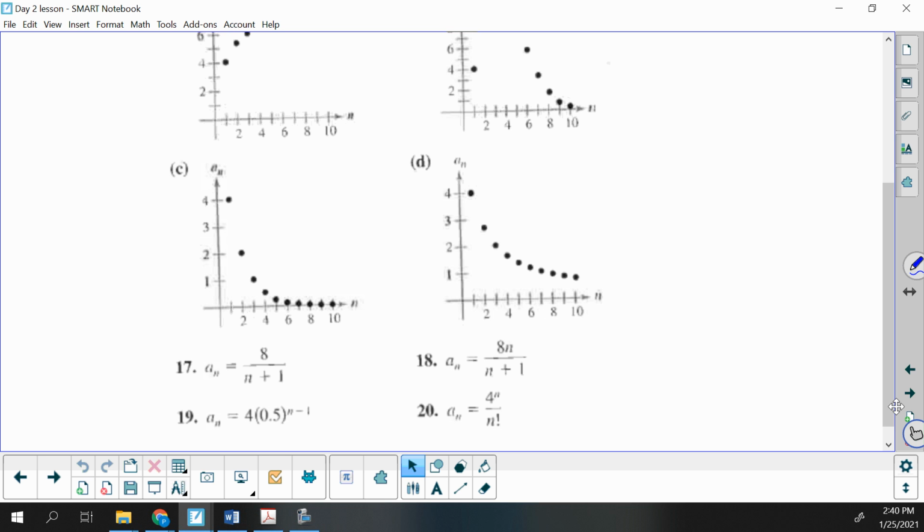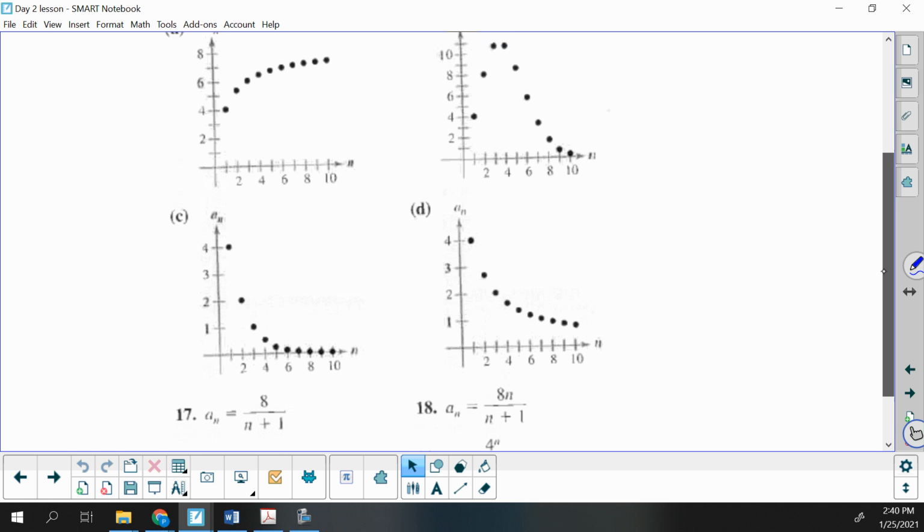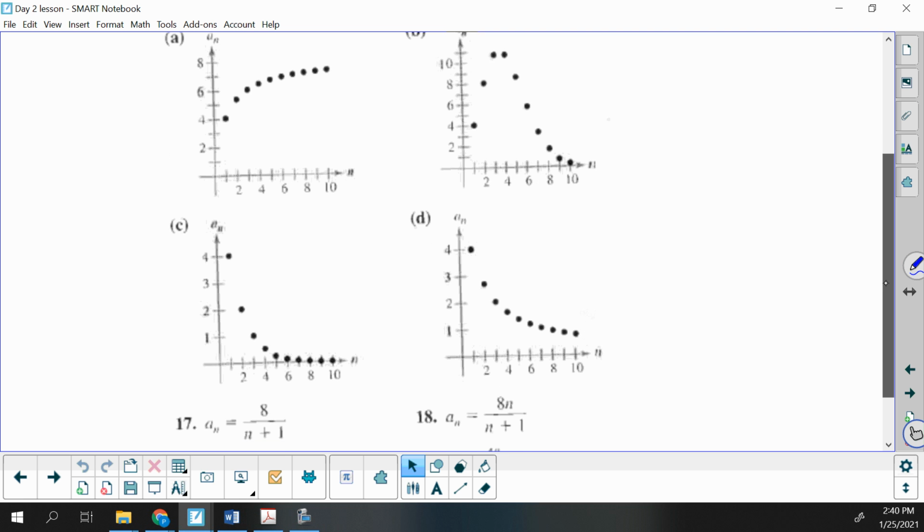So for 18, think of it as like a rational function, the horizontal asymptote, the ratio of the leading coefficients would be 8 over 1. So in 18, as n goes to infinity, that should approach 8. So that's why that one matches with A.